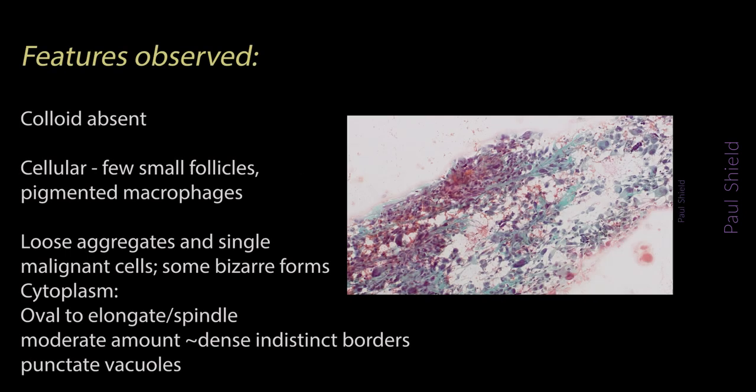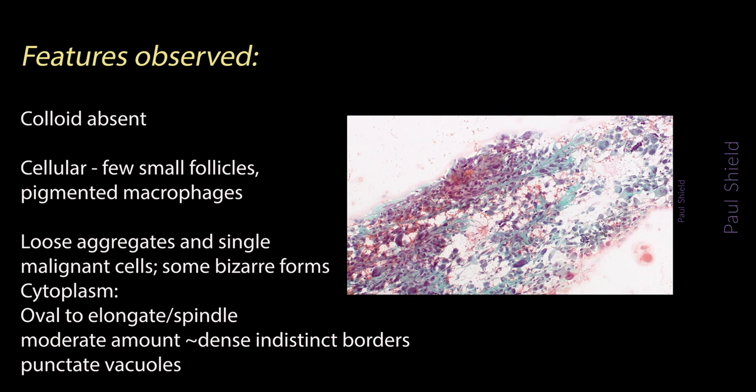So what did you think about this case? So this looked pretty malignant, I hope you agree. There was really no identifiable colloid and it was a highly cellular specimen. There was just a few small follicles in the background and appeared to be macrophages, some of which were pigmented.